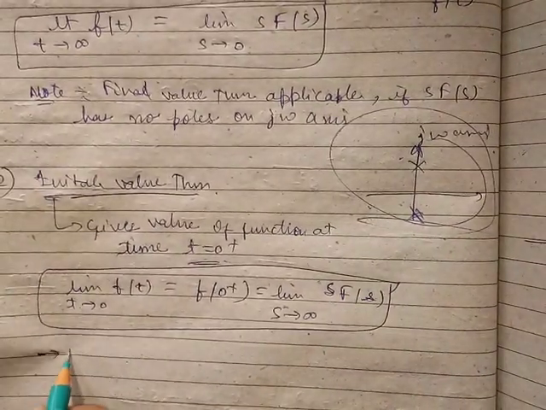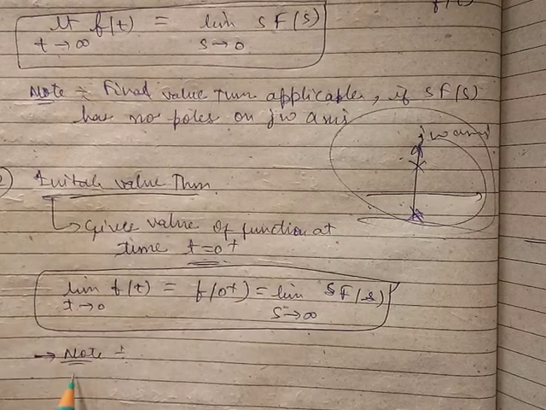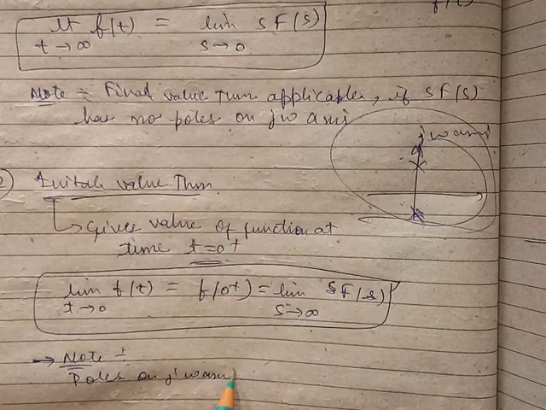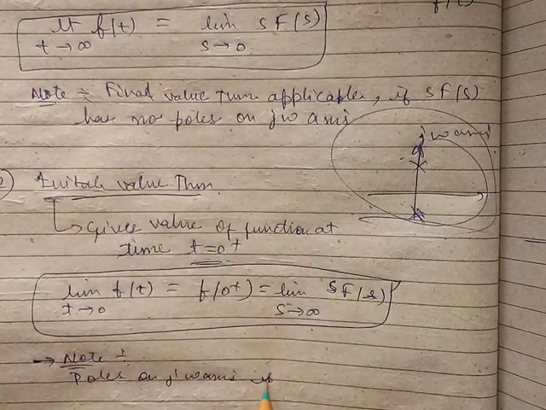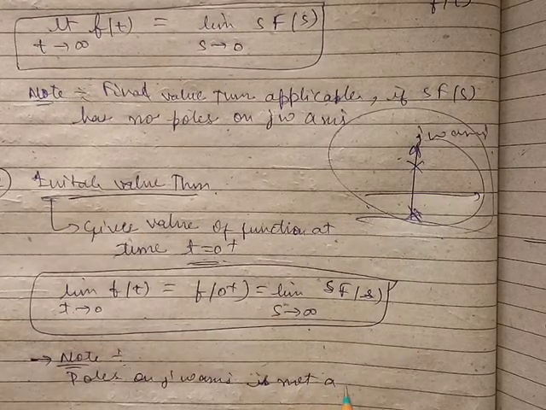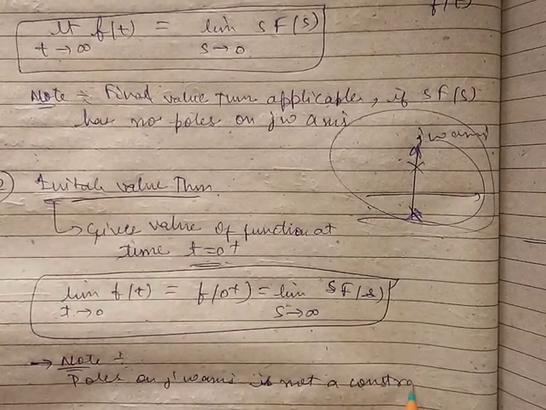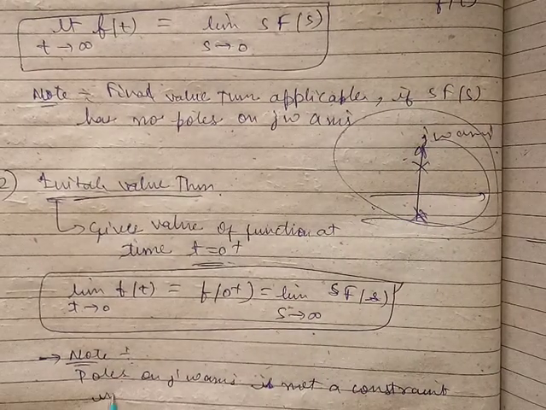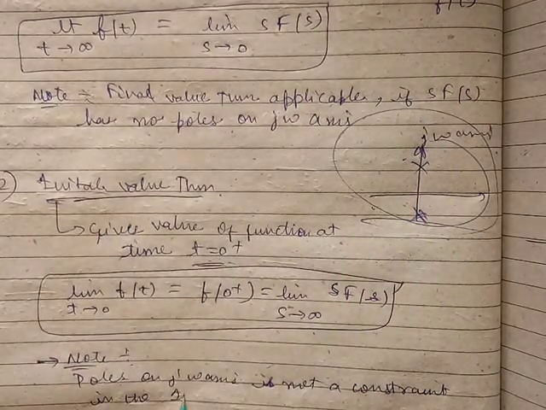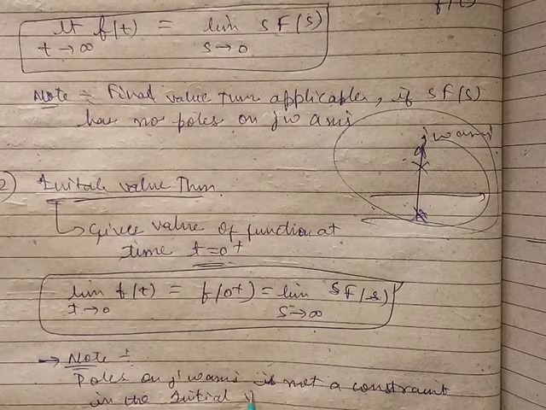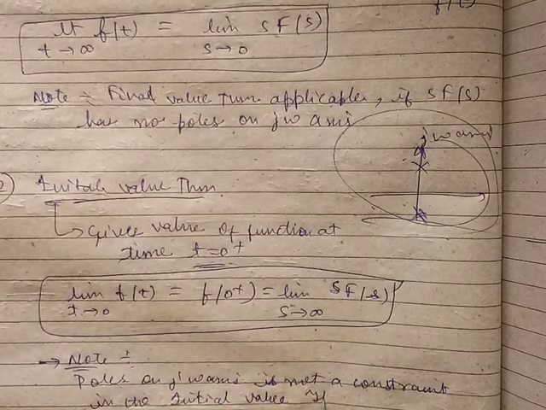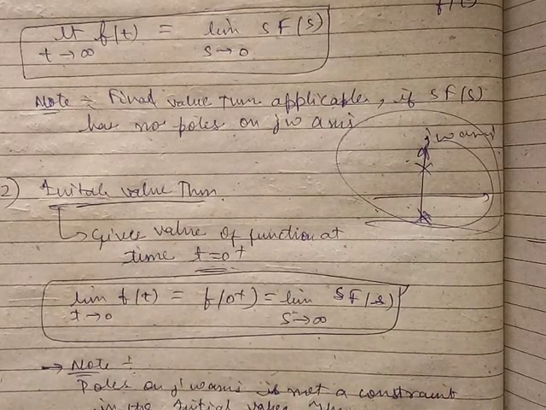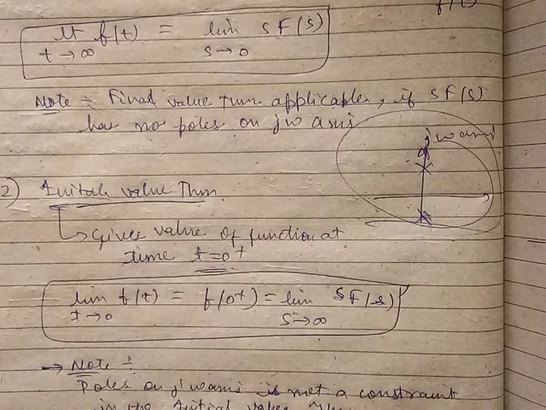Now note here again, poles on the j omega axis is not a constraint. That means poles on the j omega axis is not a constraint in the initial value theorem. The poles will be here or not here. It is not a constraint, right?